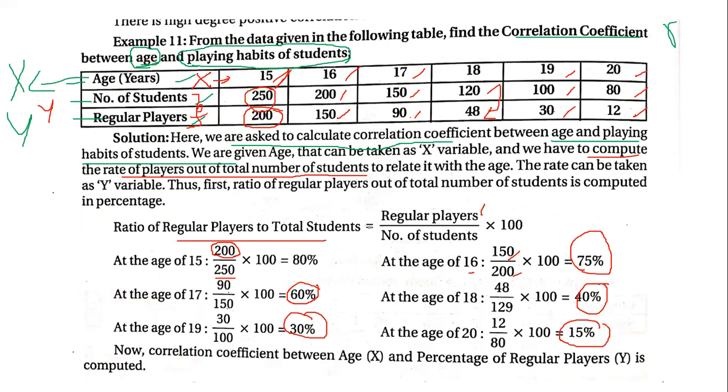Okay. So these percentages which we found here, these are the values of y which we will be considering to solve the problem. x is nothing but age in years and y are these ratios. Now, the correlation coefficient between age x and percentage of regular players. Understand, percentage of regular players is y, which is computed. So we are taking those particular values.